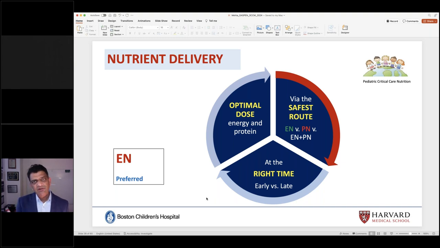And to summarize the route, we've talked a little bit about the prudence or the pragmatism of PN. EN remains the preferred route in pediatric critical illness, as in adults, to a large extent. And in the next three slides, what I'll do is give a very quick, bullet-point summary of what I know and believe about EN as best practice currently. I won't go into details because this is something that we have bought into and we currently employ.